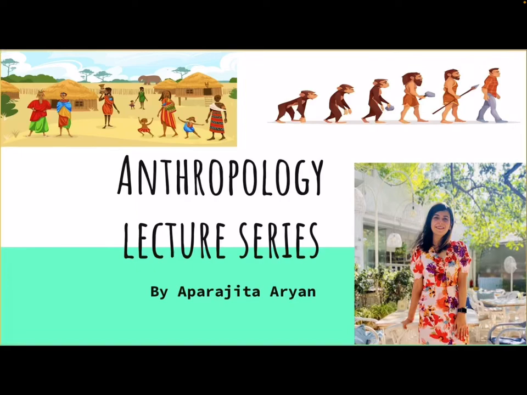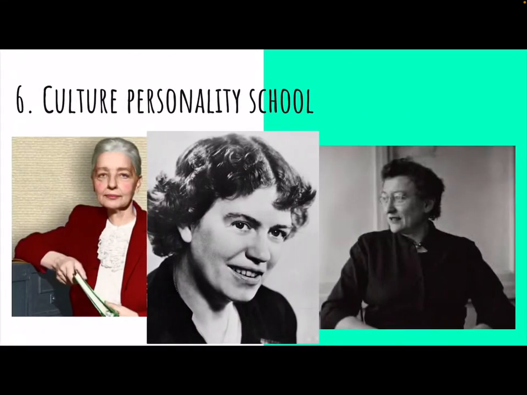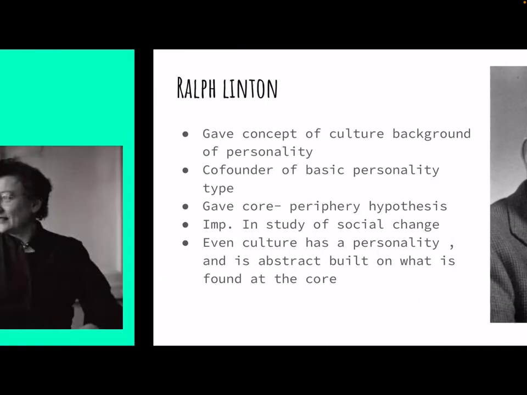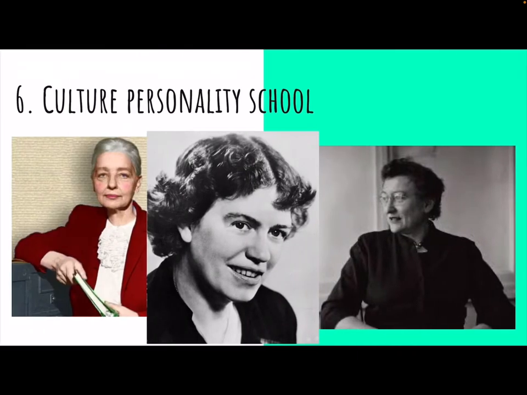Welcome you all to the next lecture in our anthropology series. So we were doing the culture and personality school. We have already covered almost all the thinkers. Today we are going to do Ralph Linton and Cora du Bois, and today we'll complete the culture and personality school itself. So yes, let's get started.